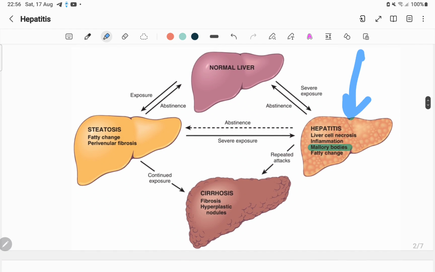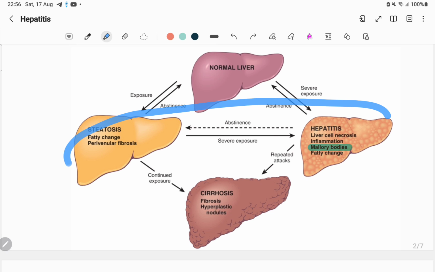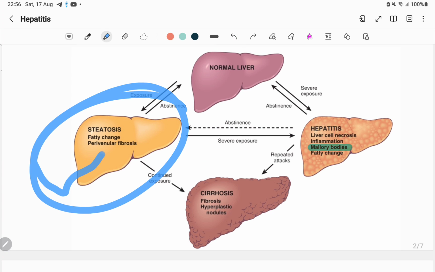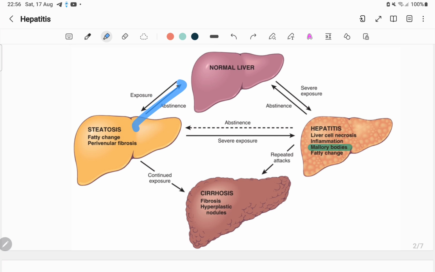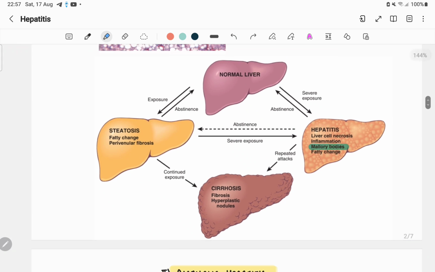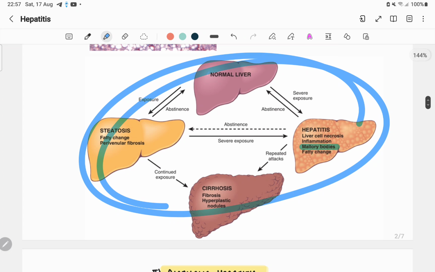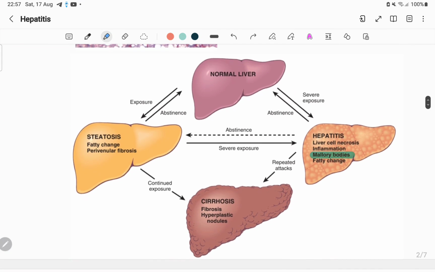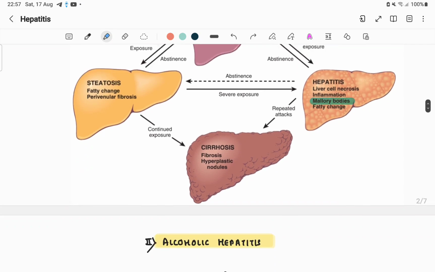This hepatitis may be occurring due to hepatitis virus, such as hepatitis B, C virus. Okay, and in hepatitis, if there is abstinence and the etiological agent is removed, it may progress to steatosis, and it may progress to the normal liver also. Okay, but if there is severe exposure to the steatosis also, it can lead to hepatitis. So you can see there is an interconversion that is going on. If you draw this diagram in an exam, it will be appreciated by your teacher, right?